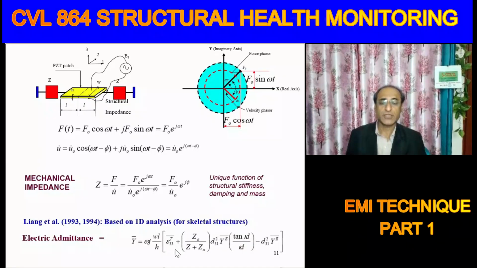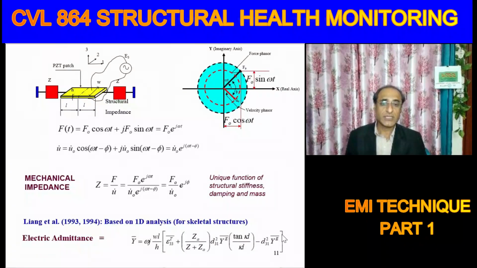Epsilon 33 is the electrical permittivity of the piezo patch. Z we have defined, this is the mechanical impedance of the structure, and ZA is the mechanical impedance of the piezo patch. Just like we have defined the mechanical impedance of the structure, we can similarly define the mechanical impedance of the piezo patch also, in terms of the force and the resulting velocity. D31 you are all familiar with. D31 is called the piezoelectric strain coefficient, and we know how to determine that.